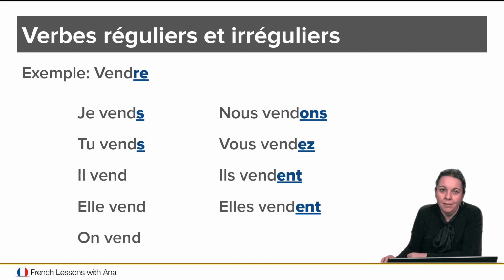Okay? So, I sell. You sell. He sells. She sells. We sell. This is also we sell. You plural sell. They masculine sell. And they feminine sell. Okay? So that takes care of the two groups.